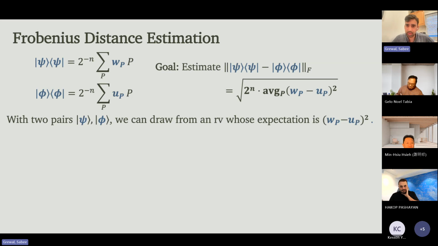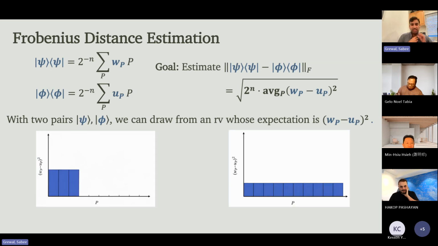So, good. Unfortunately, our work is not done. The estimation algorithm that we have is a bit non-trivial, and it's kind of because while we can get this difference squared for a fixed Pauli, we have to estimate the average over all Paulis. And so I want you to imagine two very different regimes.